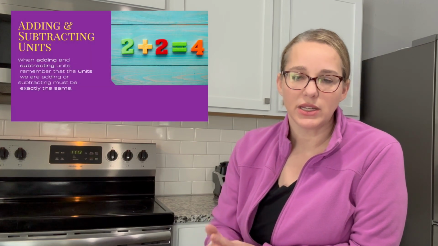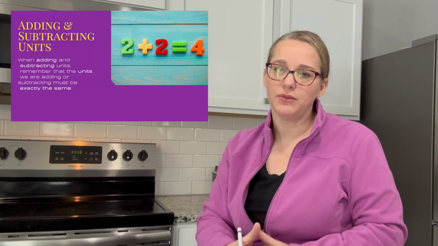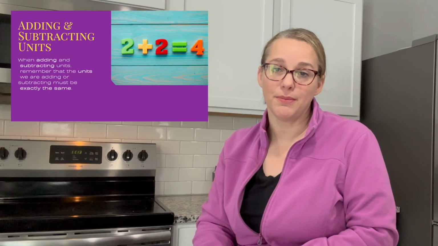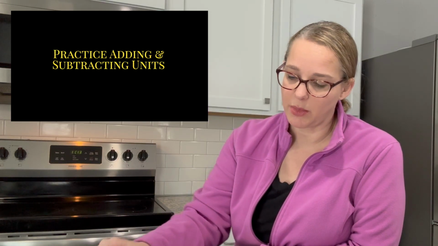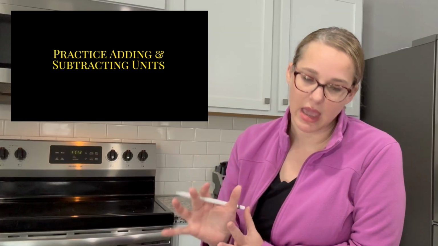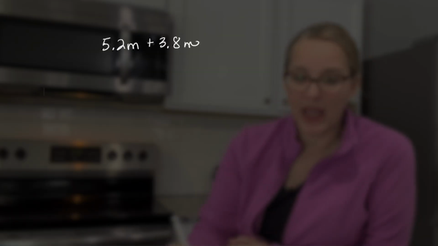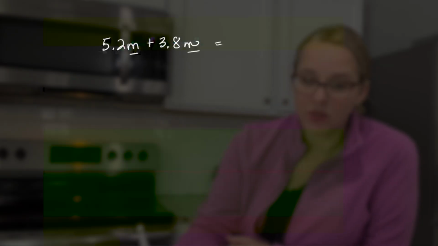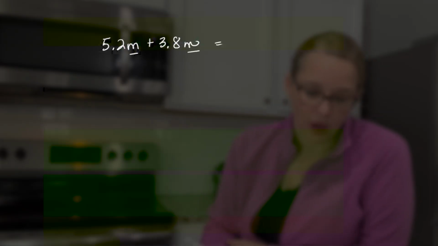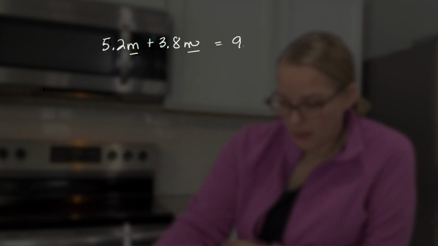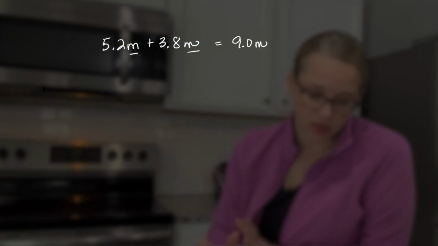Next is adding and subtracting units. When you add and subtract units, you have to remember that you can only do it if the units are exactly the same. You know how to do this, I'm sure, but I just want to make sure that we are catching that you can't combine units. So if I were going to add 5.2 meters plus 3.8 meters, can I do that? Yes, I can, because meters and meters are exactly the same. So I would end up with 9.0 meters. So I'm allowed to do that.